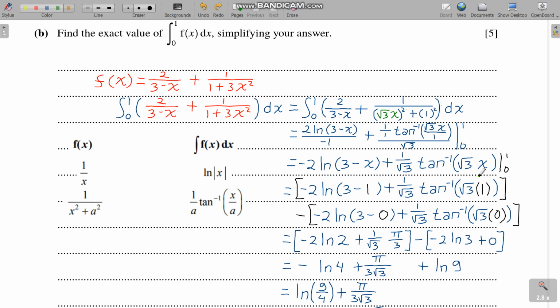Actually, you can use your calculator for this inverse tangent, but don't include the 1 over root 3 also, because if you do this as a whole, you will probably get a decimal. So just do this part only, and you should get pi over 3. And here, this ln 3, and from here you can use your calculator and you will get 0 actually here.